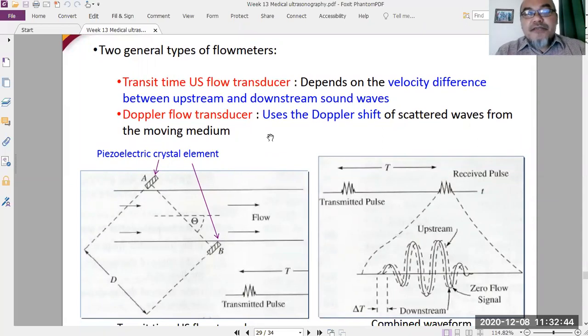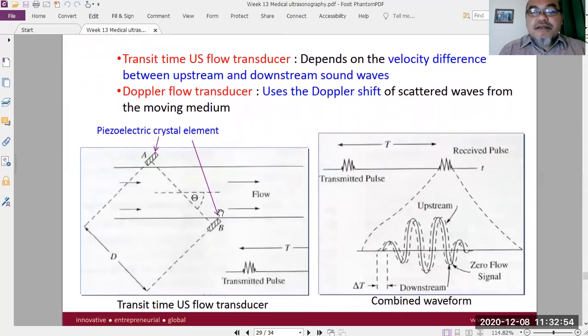So ultrasound can be used as well as flow meters. There is the transit time ultrasound flow transducer. It depends on the velocity difference between the upstream and downstream sound wave. So this is the illustration of the transit time ultrasound flow transducer. The upper part is the upstream sound wave. So these are the piezoelectric crystal elements, A and B. They are located across from each other, and in between the flow is being measured.